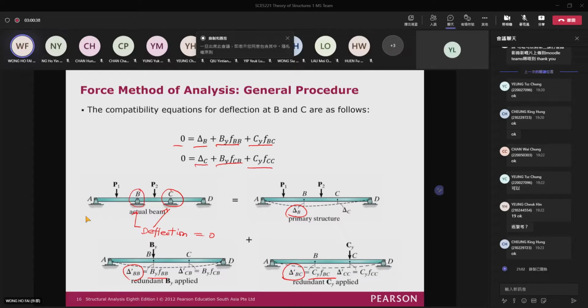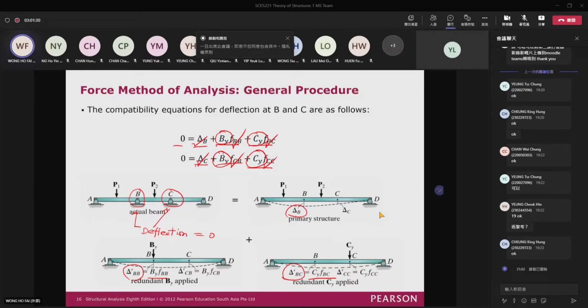These deflections are known, you can calculate them. All the deflections can be found by using previous chapters' knowledge. Then right now you just have two unknowns, By and Cy. So you have two equations and two unknowns. You are able to find the support reactions by solving these two simultaneous equations. So this method can be applied to a very high number of indeterminacy.